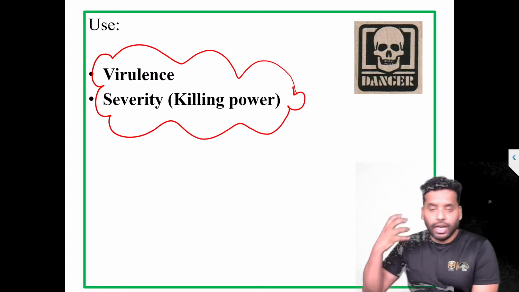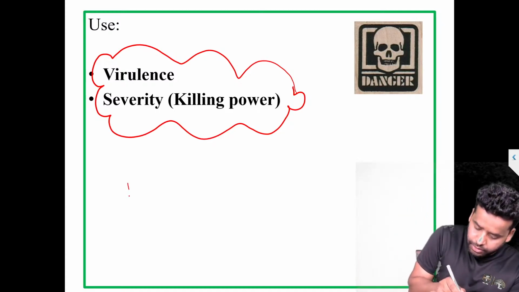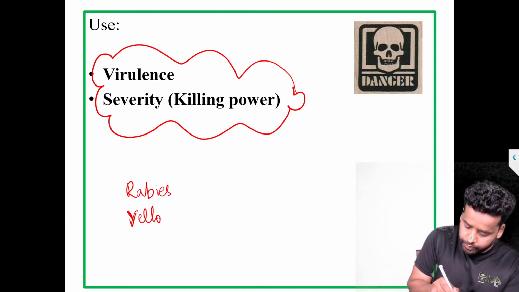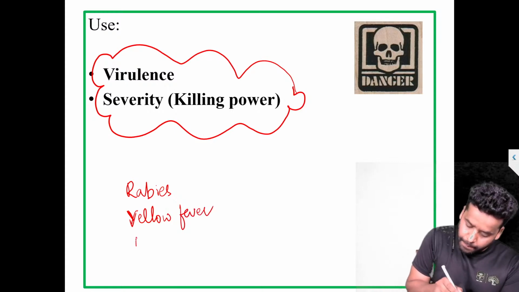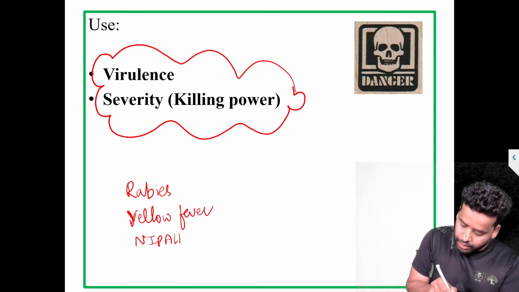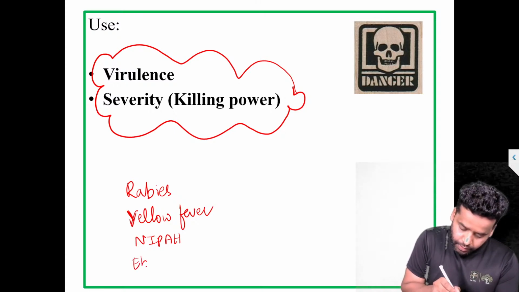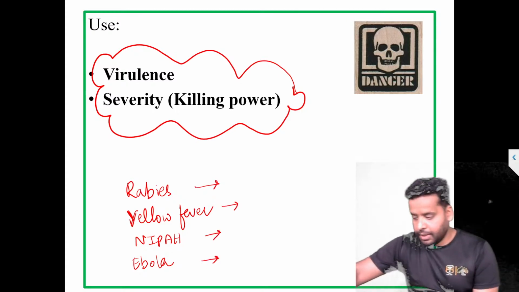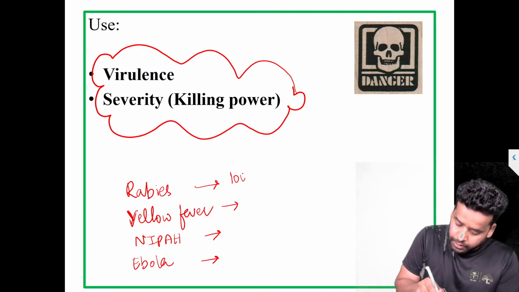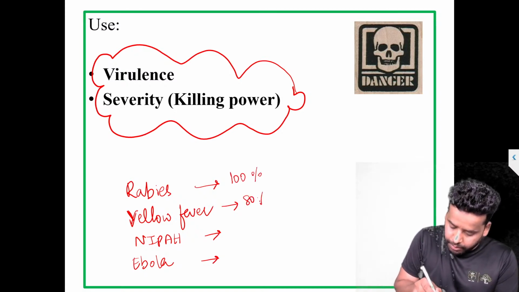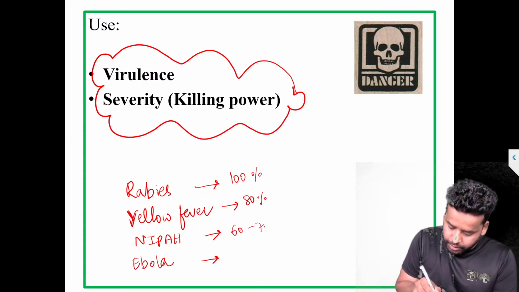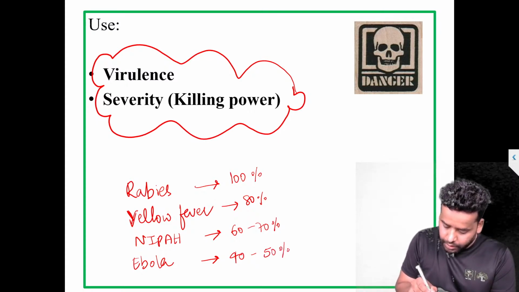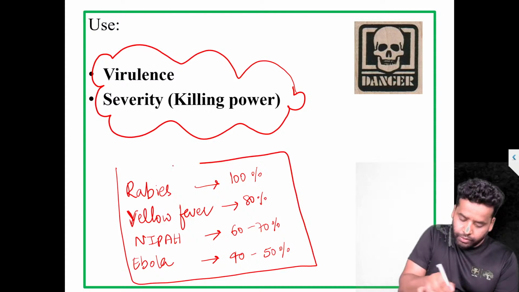Which disease is having the highest case fatality rate? If I am asking a direct question to you, which disease is having the highest case fatality rate? Rabies. Yes. Highlight the case fatality rates of these four things which are repeatedly asked in the exams. Rabies 100%, yellow fever 80%, Nipah 60 to 70%, Ebola 40 to 50%. So Nipah infection is more fatal than Ebola.